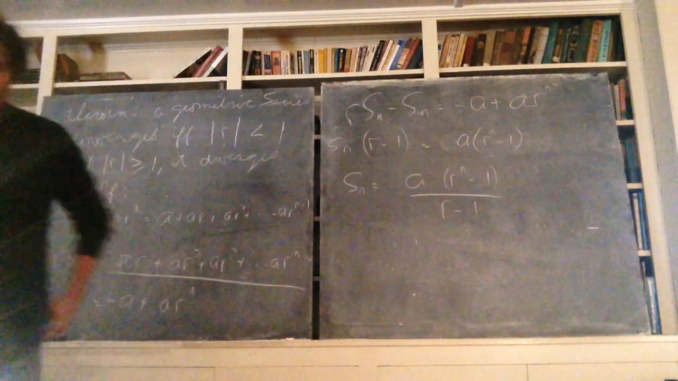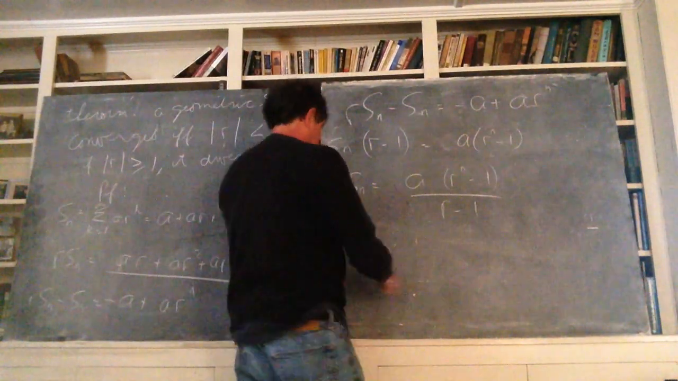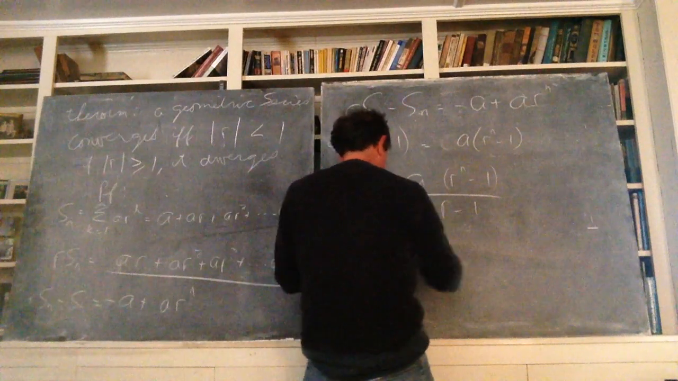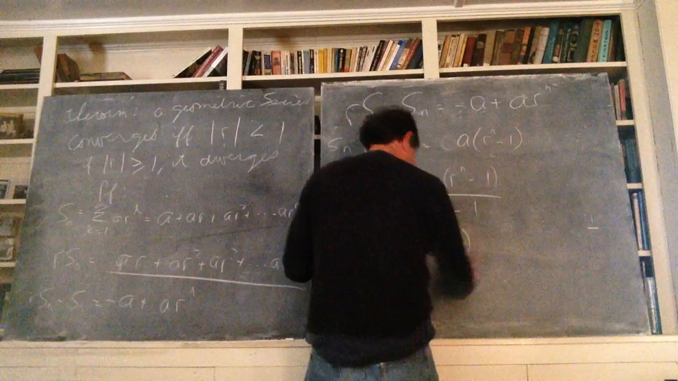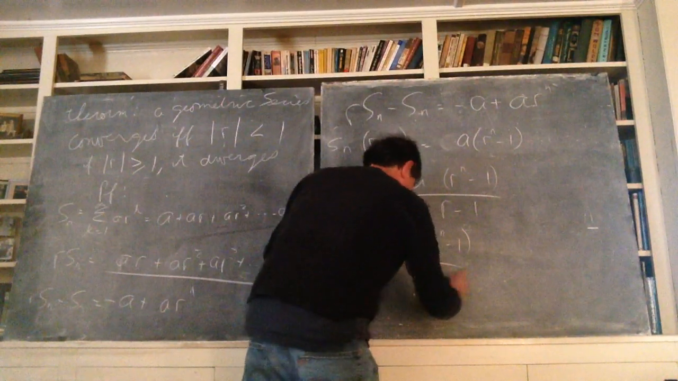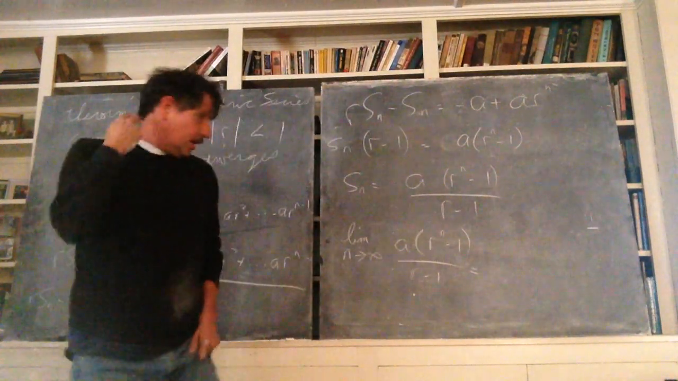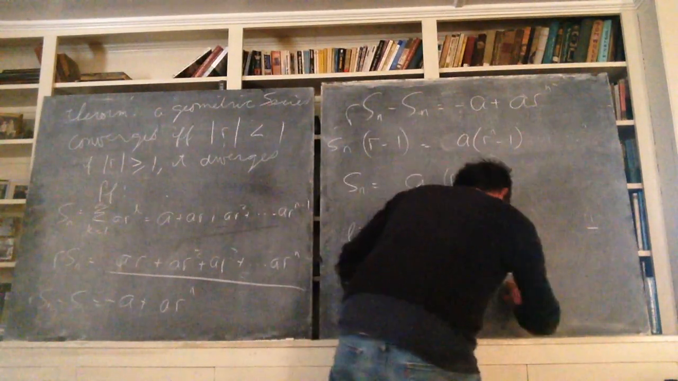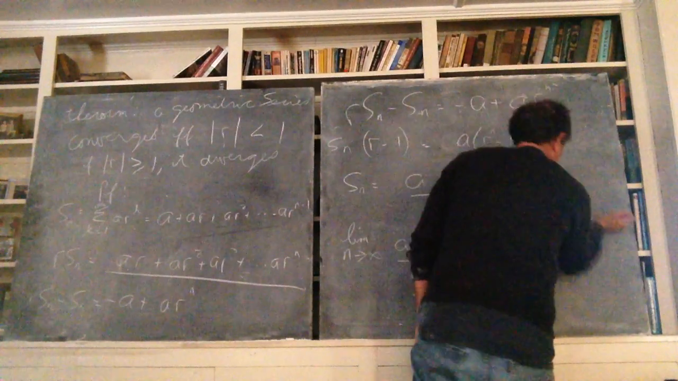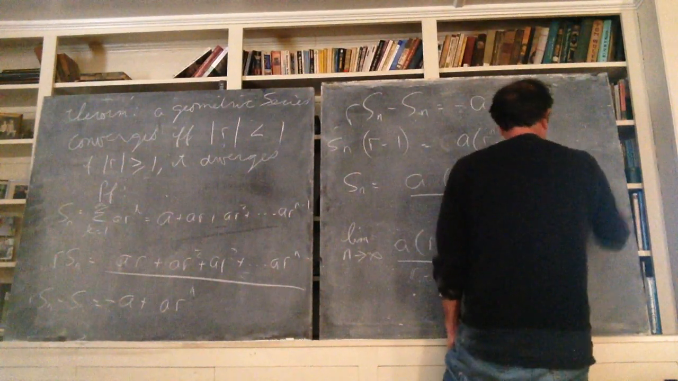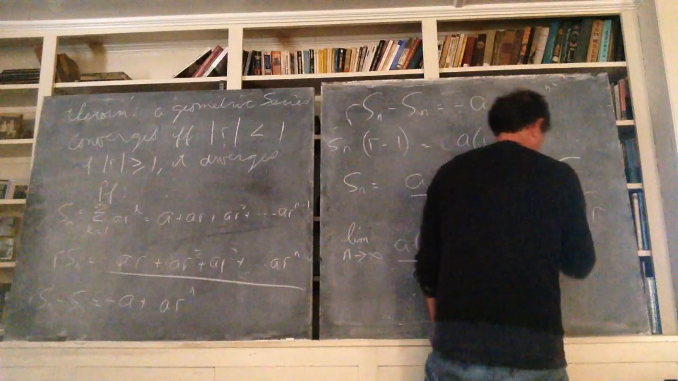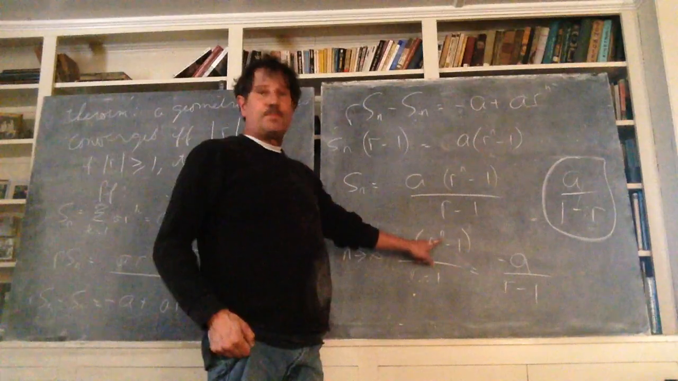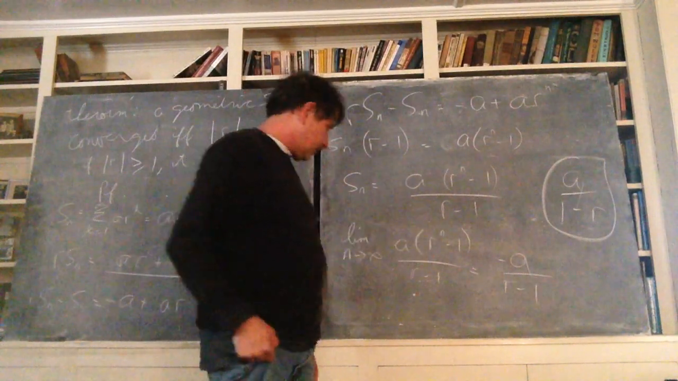And please note, the limit as n goes to infinity of A times R to the n minus 1 over R minus 1 is negative A over R minus 1, or, this is important, A over 1 minus R. That's when n is big and R is greater than 1.